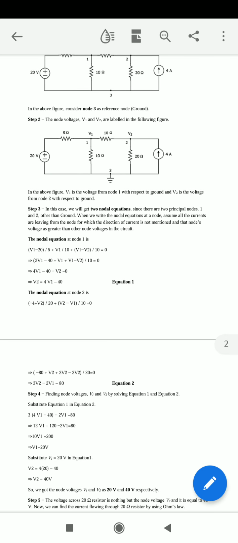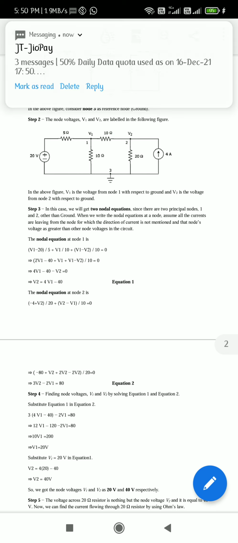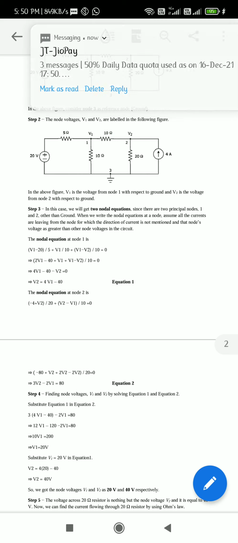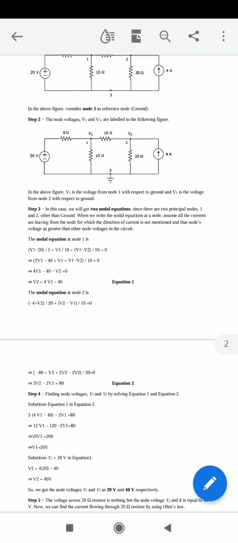Then two nodal equations are present, N minus 1, where capital N is the total number of nodes. The number of nodal equations equals N minus 1. With 3 nodes, 3 minus 1, we get two nodal equations. For the first equation, the first node has voltage V1, and node 2 has voltage V2.